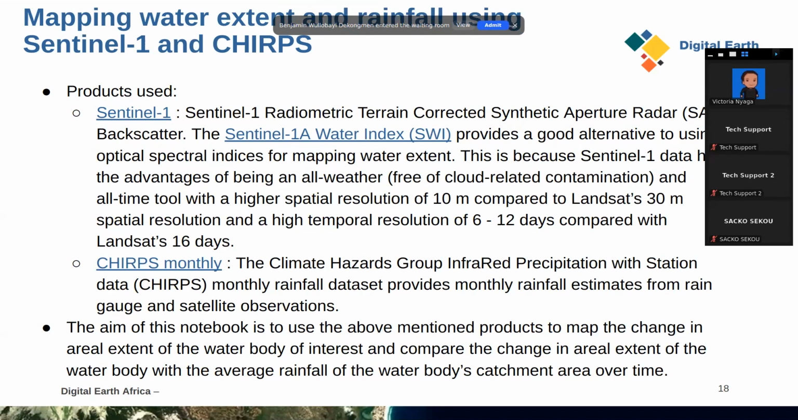The aim of this notebook is to use the above products to map the change in areal extent of the water body and compare the change with the average rainfall received over the time period for the water body of interest's catchment area.